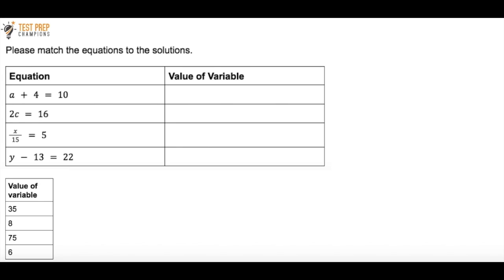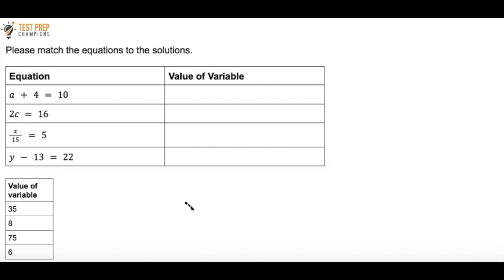Please match the equations to the solutions. So we have here a plus 4 equals 10, 2c equals 16, x over 15 equals 5, y minus 13 equals 22, and we have the answers down here, 35, 8, 75, and 6. You just have to figure out which answer choice goes in which box here.